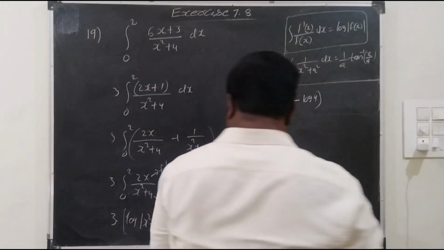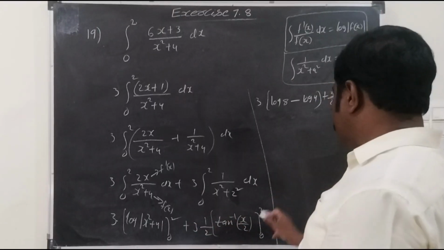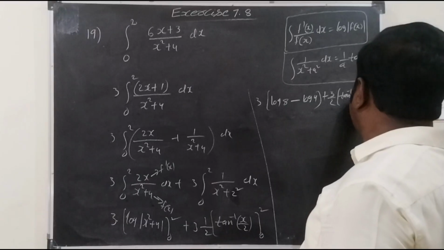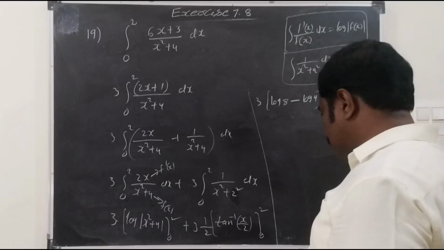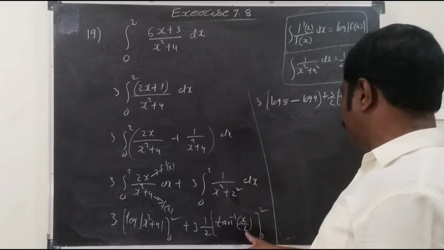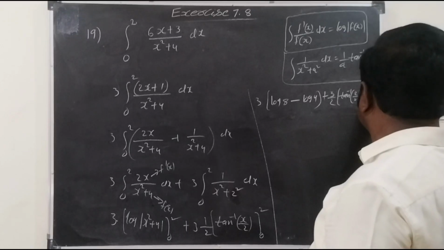3 into upper limit minus lower limit. Same here also, 3 into 1, 3 by 2. Upper limit 2, that means tan inverse 2 by 2, minus tan inverse 0 by 2, means 0. Lower limit 0, 0 by anything is 0. Tan inverse 0 we know. Otherwise, one step ahead, tan inverse 0.